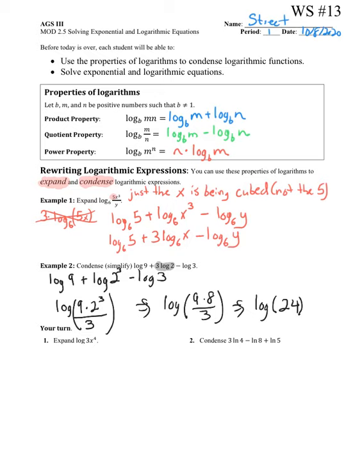All right, your guys' turn. I have 2 examples here. Log of 3x to the 4th, expand that one, and then condense the other one. 3 times natural log of 4 minus natural log of 8 plus natural log of 5.